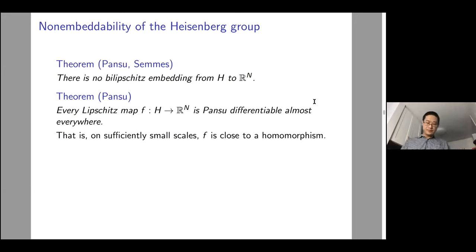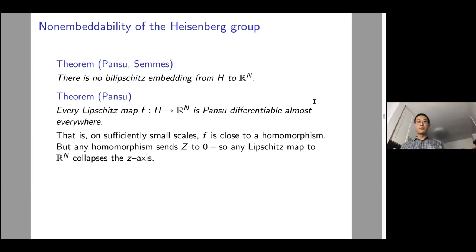And this is important because the Heisenberg group is non-commutative, but Rn is commutative. And so any homomorphism from the Heisenberg group to Rn has to send the vertical direction, z, to zero. And therefore, if you have a Lipschitz map from the Heisenberg group to Rn, then because of Pansu differentiability, you can find some small ball on which that map is close to a homomorphism. That homomorphism collapses the vertical direction, and so your Lipschitz map has to also collapse the vertical direction.